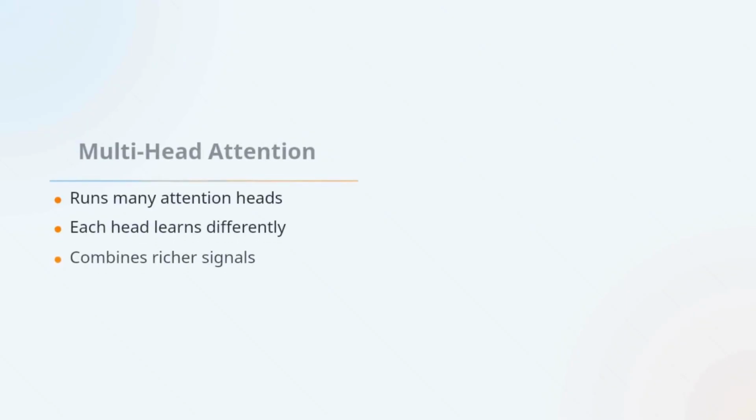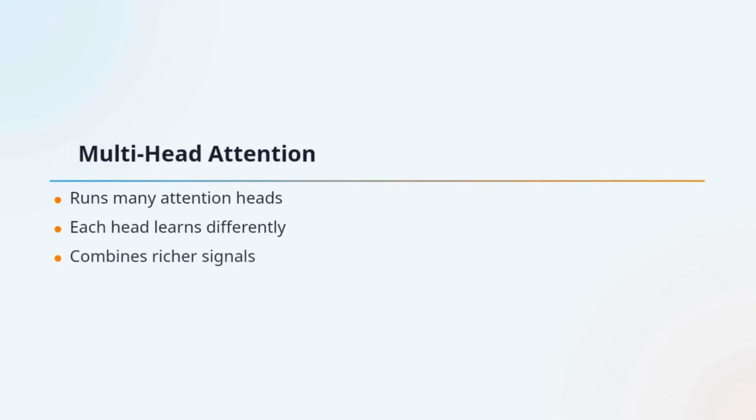Multi-head attention means the model runs several attention operations in parallel. Each head can focus on a different kind of relationship in the input. One head may capture grammar, another may capture semantic meaning, and another may focus on positional patterns. When these are combined, the model gets a richer and more nuanced understanding of the sequence.